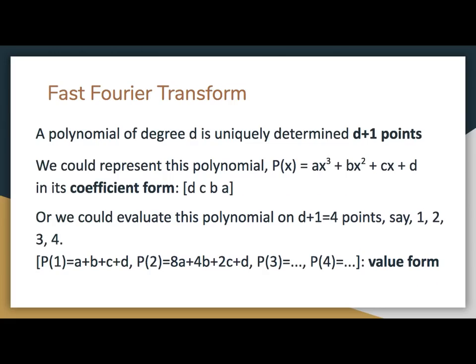By definition, a polynomial of degree d is uniquely determined by d plus 1 points. So that means we could represent the polynomial in its coefficient form, so this one's d, c, b, a. Or we could evaluate the polynomial at d plus 1 points, which is 4, at like 1, 2, 3, and 4, and that would be called value form.